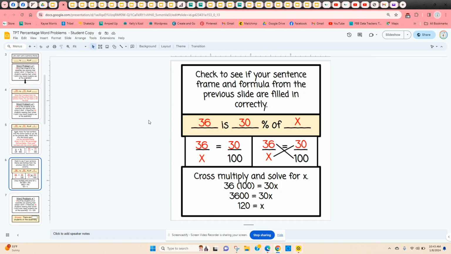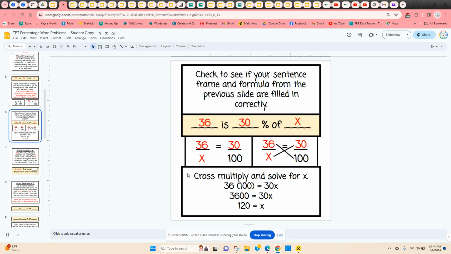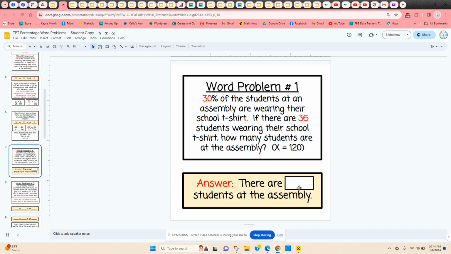Now, when they move to the next slide, just on this first word problem, it gives the students what this should look like when they cross multiply or use means and extremes to solve. So they can go back and check and see if they put these numbers or variables in the correct place. And then it shows them how to cross multiply and solve for x. So for word problem number 1, we solved for x. X was the total number of students, which was 120. So they're just going to type in 120 for the number of students at the assembly.